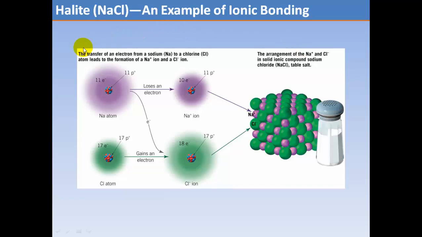So here we're showing a transfer of an electron from sodium, which loses an electron and becomes positively charged. The electron travels over to chlorine, which gains the electron. So they bond together to form NaCl, table salt.